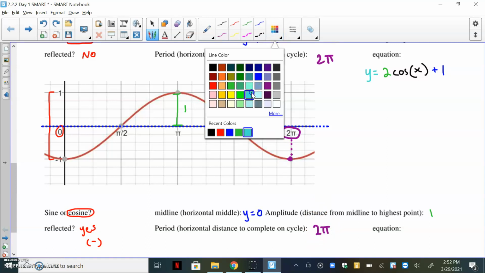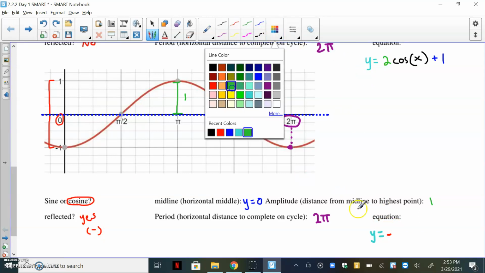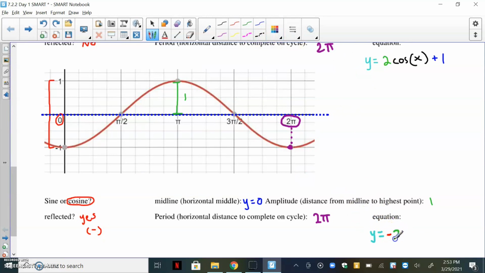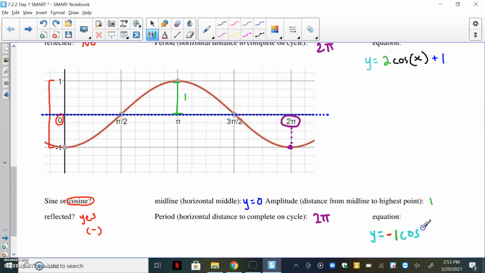So now let's go ahead and do our equation. We can follow this format. So we have y equals, it's very important that you remember this negative sign needs to be there in the beginning. Then comes our a value, our amplitude. So we will say, our amplitude is 1. Then comes cosine. And then comes our midline.